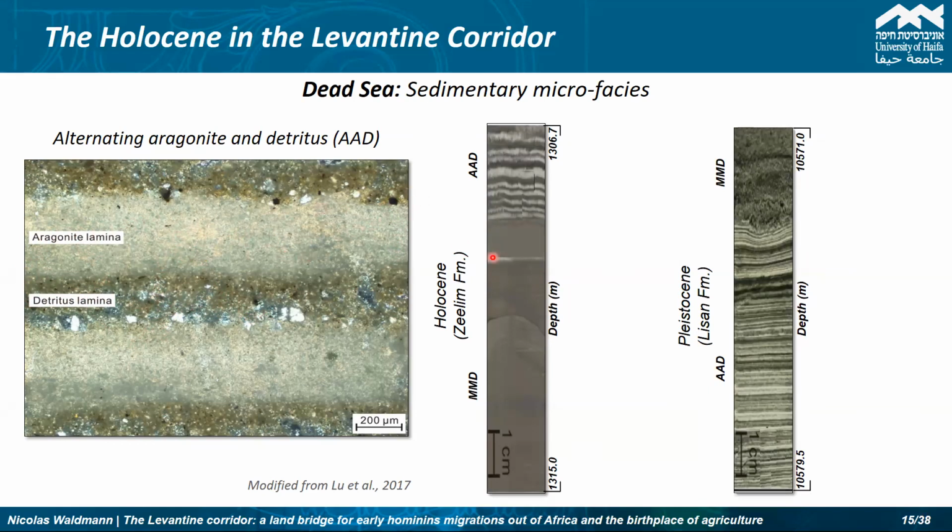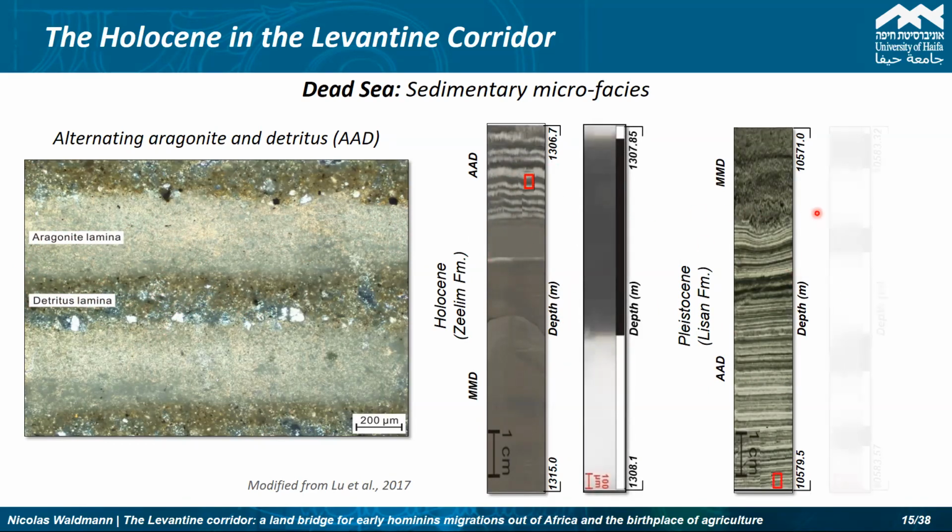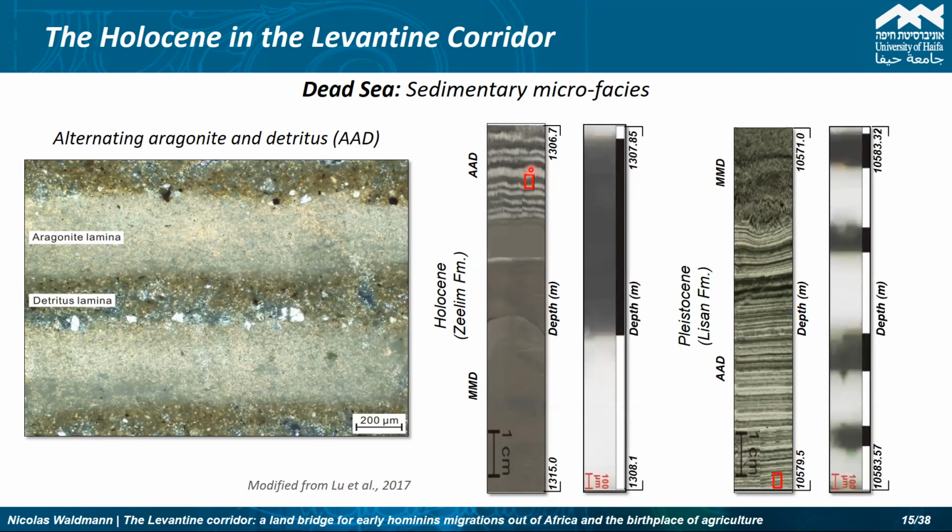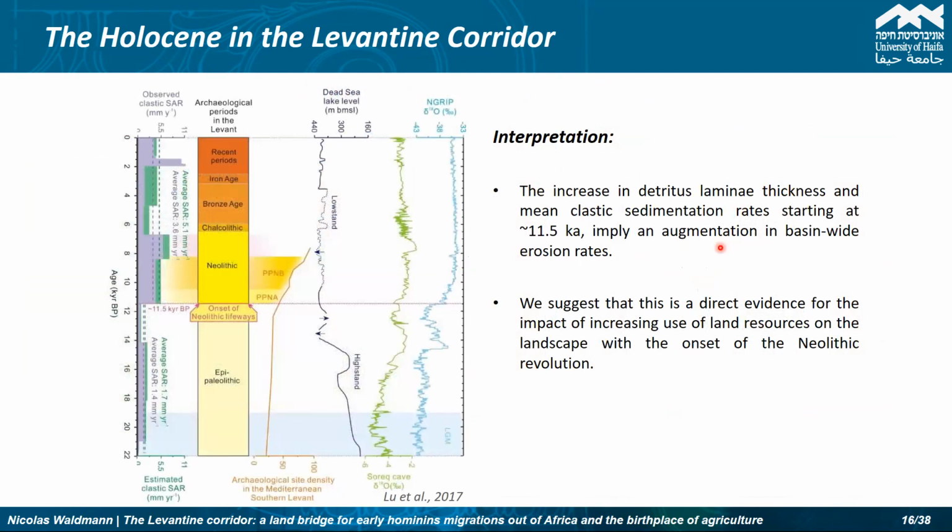But in one way or the other, this is the Holocene and this is the Pleistocene, and we have different thicknesses when we have a look. This is the same scale here and there, okay? And we see that the detrital lamina is much thicker in the Holocene than in the Pleistocene, Lake Lisan, and also in Lake Amora, which was even earlier. So this is to emphasize what was presented in the previous slide.